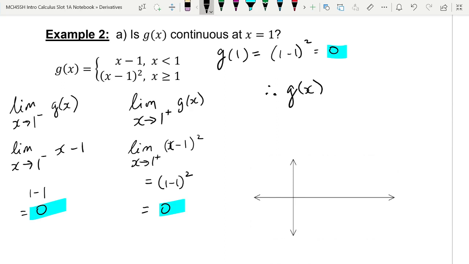g of x is continuous at x equals 1. Which means that if I draw it on a graph, I don't have to lift my pen. So let's actually draw the graph. X minus 1 has a y-intercept of -1, and it has a slope of 1. And then, of course, it's up to 1, but not including. So it goes up to here, and then it's an open circle, right?